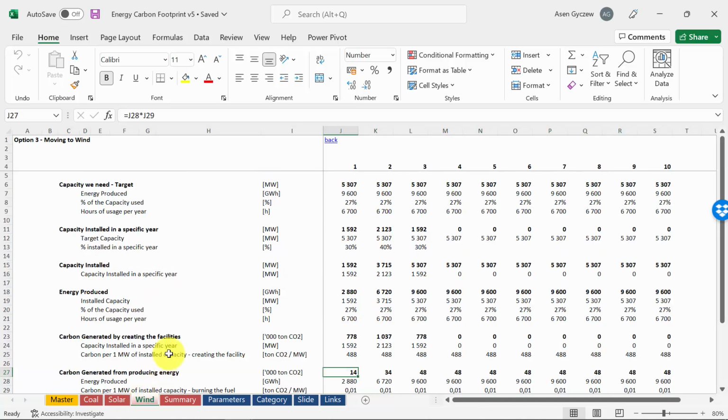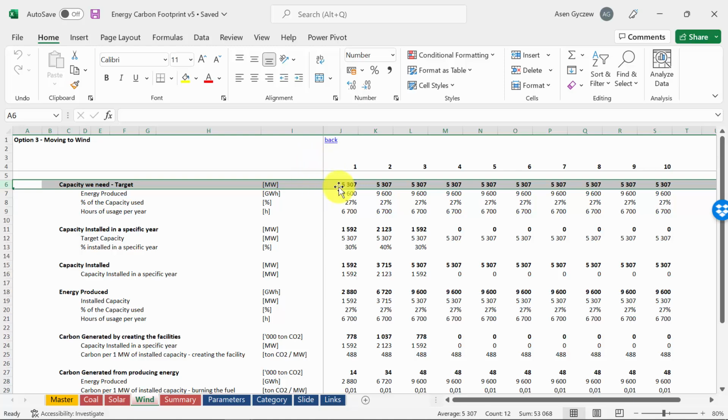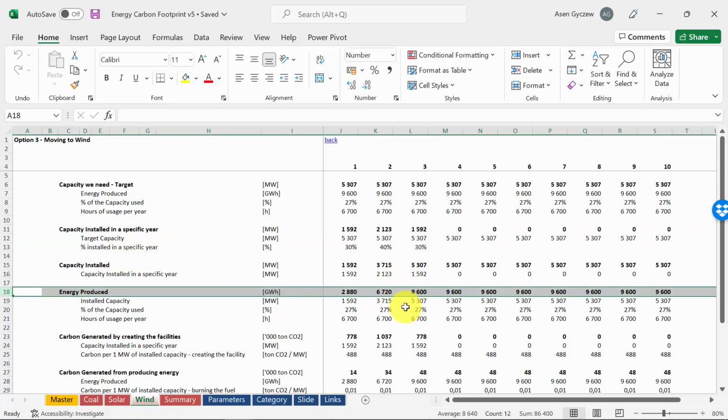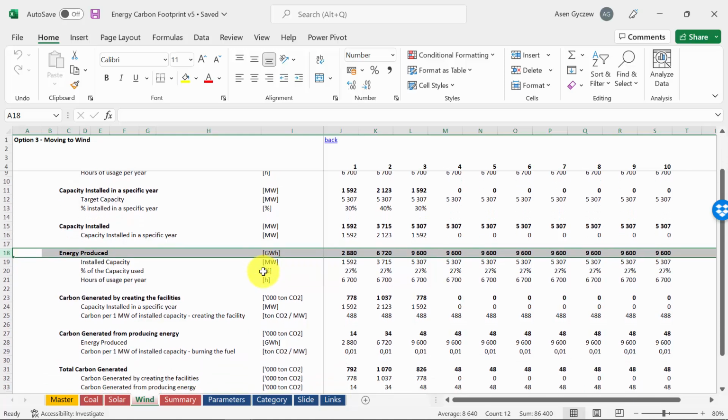Now, when it comes to wind, we do exactly the same calculations. Capacity will be a bit different, so it's lower because we will have a bit higher usage of this facility. So it will be 5.3 thousand megawatts. And again, we're going to build it gradually over the 3 years. In the first year, 1.6 thousand, then 2.1 thousand, and then 1.6 thousand again in year 3. As in the previous example, by year 3, we're going to reach the target production of energy.